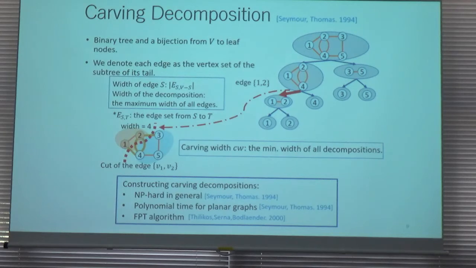And the width of the tree is the maximum over all edges in the tree, and the carving width is the minimum over all possible decompositions. So in this case, the width parameter of this decomposition is 4, and actually the carving width is equal to 4.